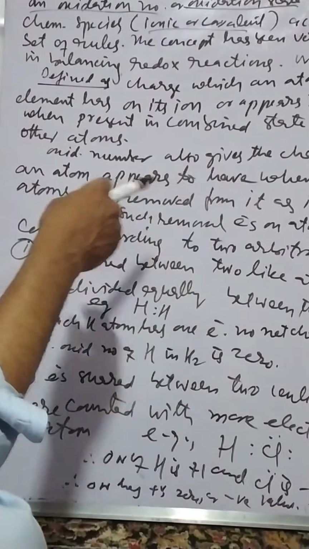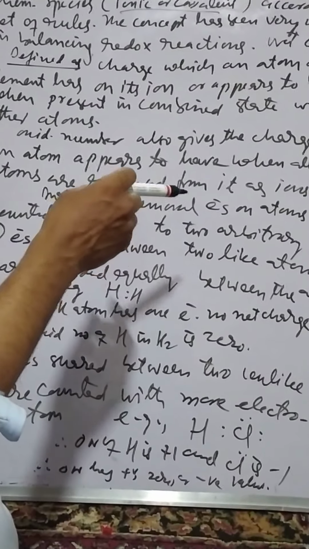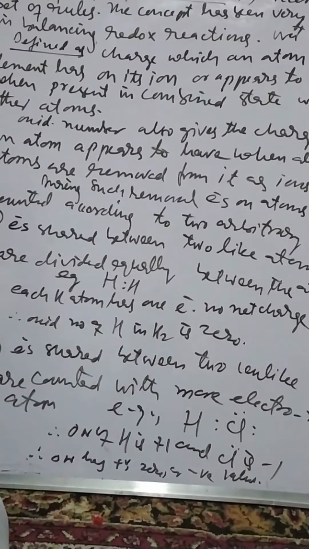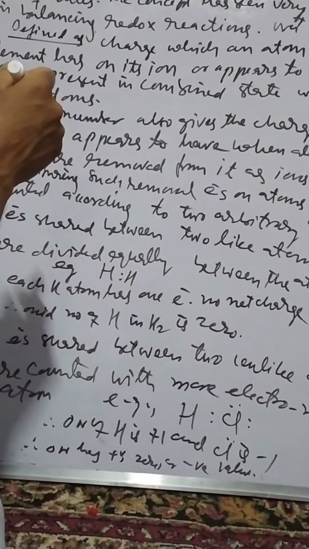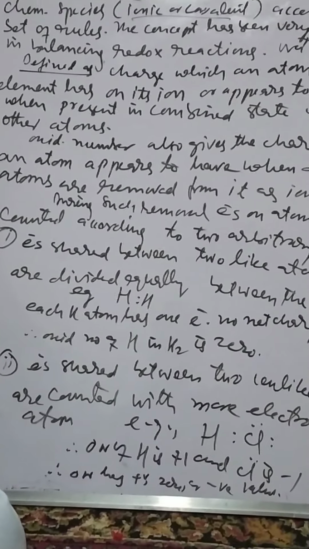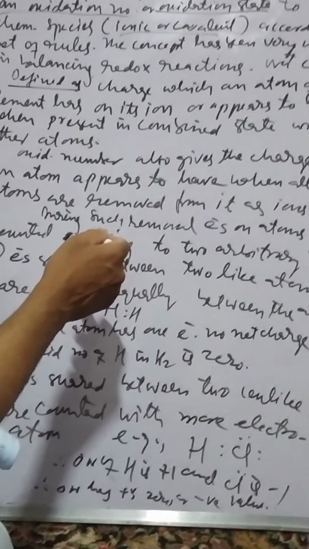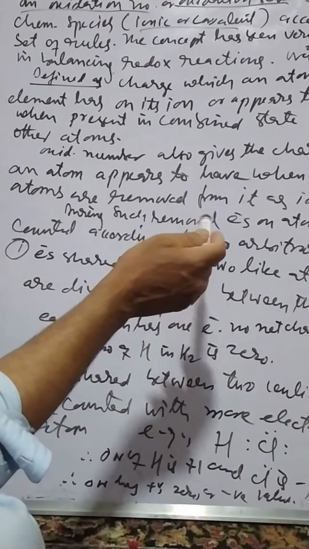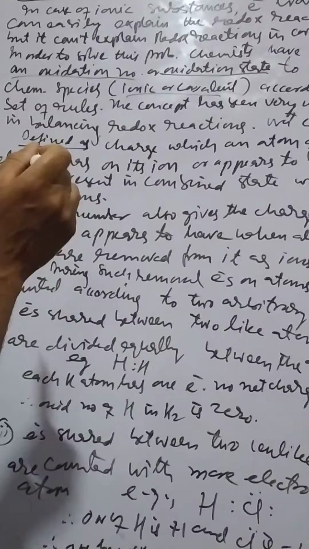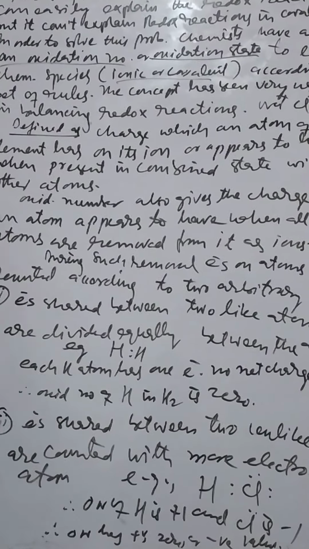Oxidation number also gives the charge which an atom appears to have when all other atoms are removed from it as ions. When we have an atom combined with others, when we remove the other ions from it, then if it has some charge, that charge is its oxidation number. During such removal, the electrons on atoms are counted according to two arbitrary rules, devised by scientists, which determine the oxidation number of that atom.